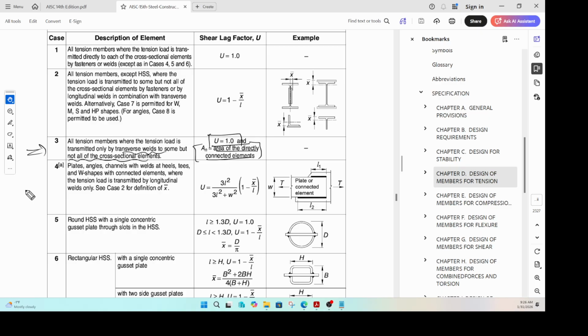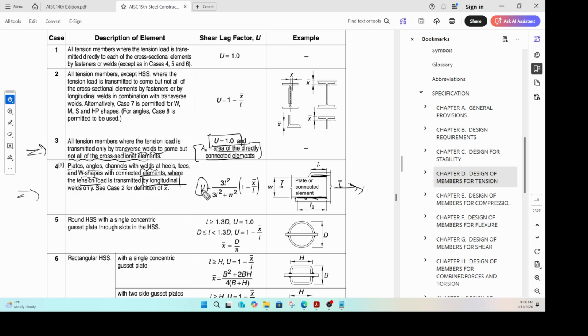Okay. Now going to case 4, you have plates, angles, channels with welds at heels, T shapes, W shapes, with connected elements where the tension load is transmitted by just the longitudinal welds. So if you see an example here, a nice little picture here, you apply tension here, there is a weld here, there is a weld there, correct? When that happens, how do you calculate your U?